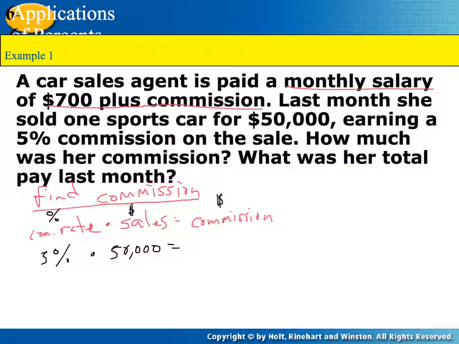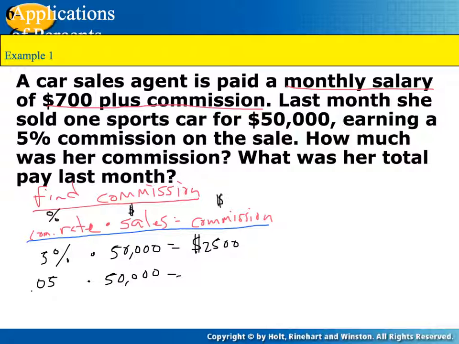So I need to find 5% of $50,000. When you take 5%, or if you change it into a decimal, 0.05 times 50,000, you will get your amount of money. So what's 5% of $50,000? It is $2,500. I plug into this formula and solve. Then you have to ask yourself, all right, so she made $2,500 on this sale. Is that all she made? No.